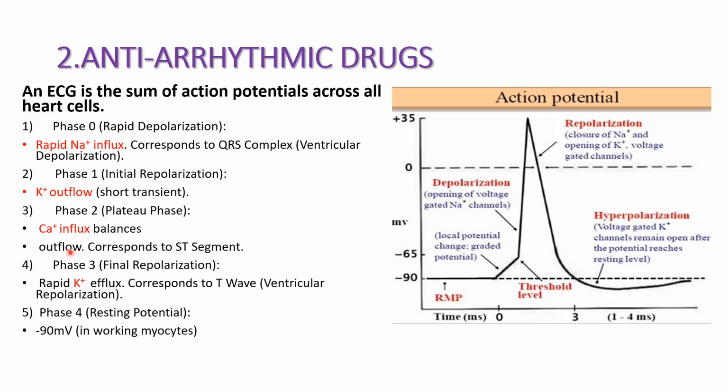This corresponds to the ST segment. And phase 3 is called the final repolarization, in which rapid potassium efflux is involved, and it corresponds to the T wave, or ventricular repolarization. And last but not least, phase 4 is the resting membrane potential phase. It generally occurs at minus 90 millivolts in the working myocyte, and becomes the target site of all the antiarrhythmic drugs.